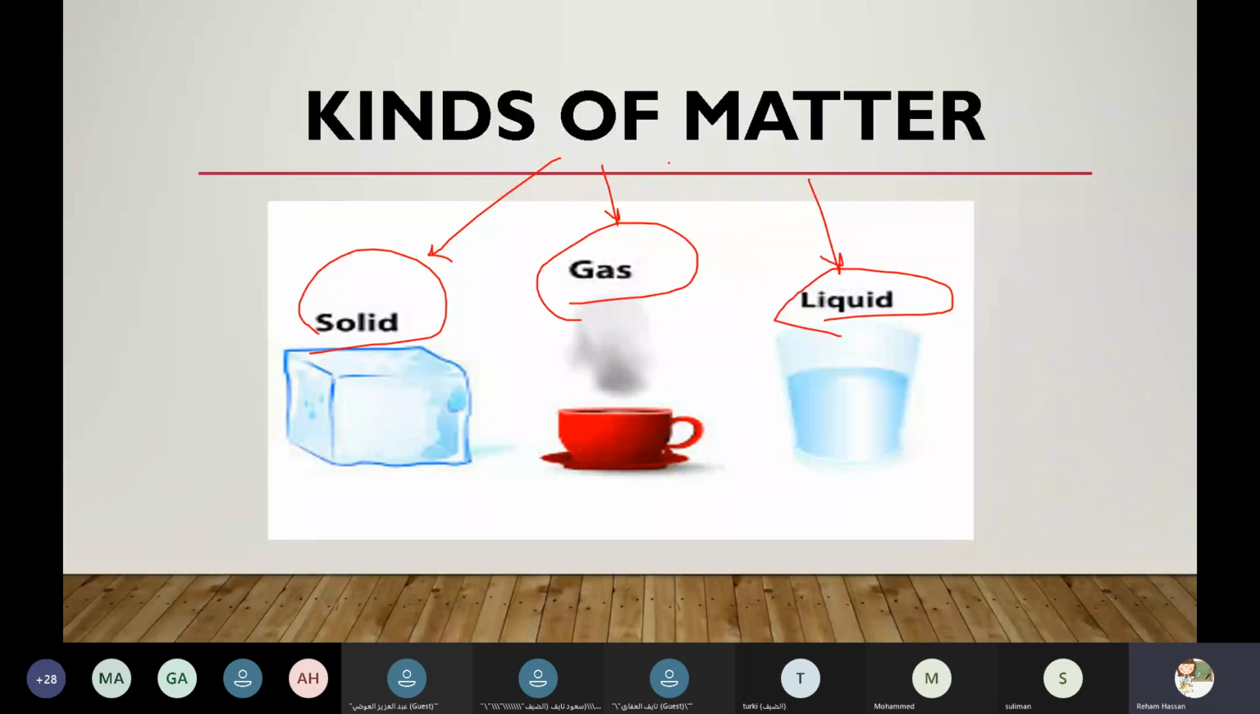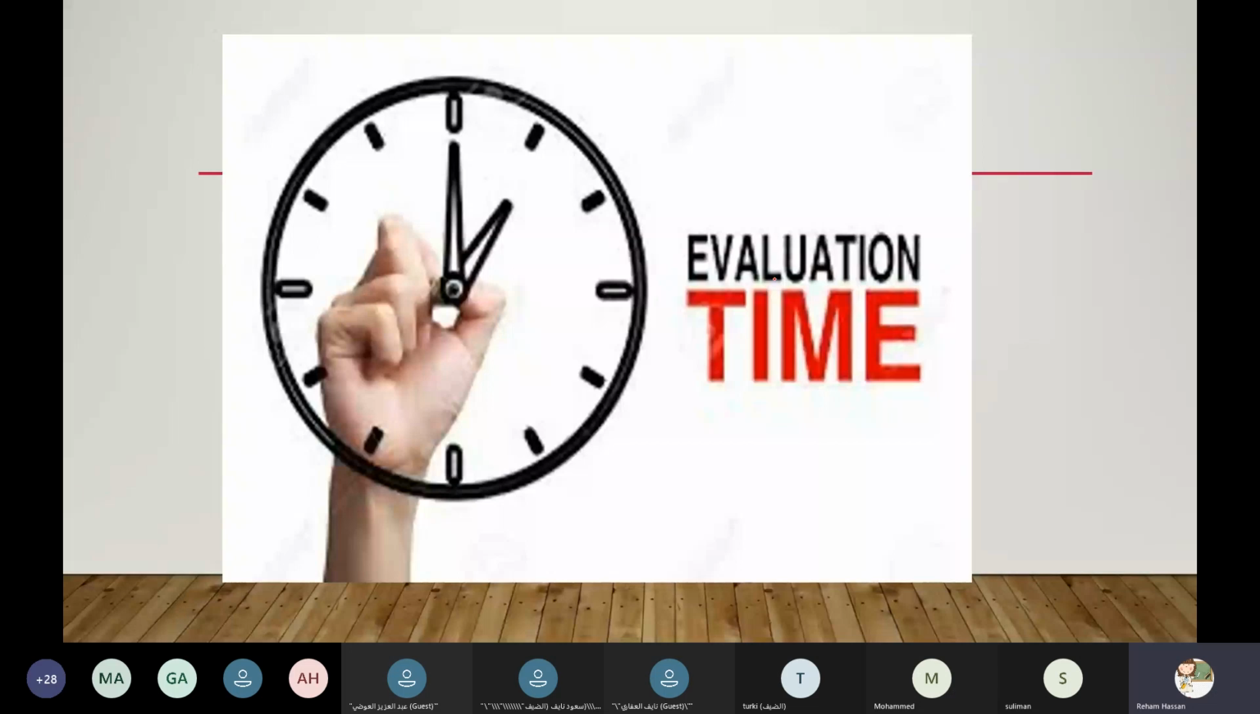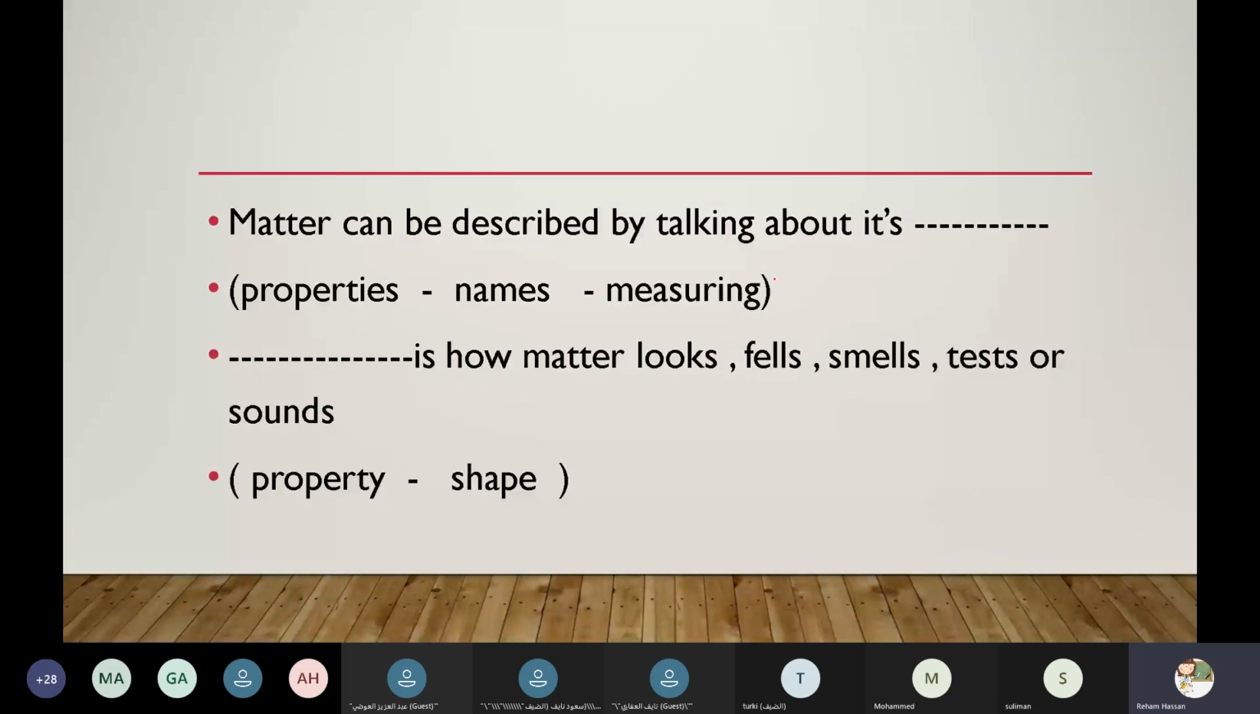Yes, Basil. So, Basil, what about the kinds of matter? How many? Is it 3 or 4? 3 kinds or 4 kinds of matter? 3. Yes, super. Number 1, it is solid. Number 2, gas. Number 3, liquid. Thank you so much, Basil. Okay. So grade 2, I'm so sorry.